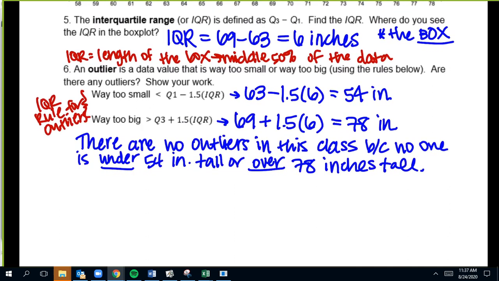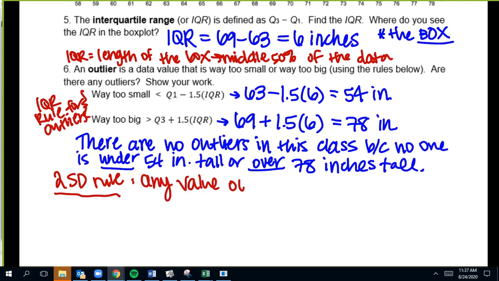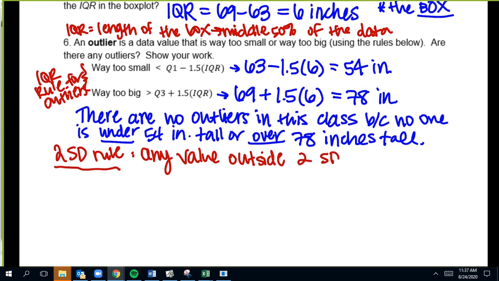I also want to add, there's something else called the two standard deviation rule. It's another type of outlier rule. And so that's going to be any value outside 2 standard deviations from the mean is an outlier by this rule. There are 2 outlier rules. We'll be specific about which one we want you to use, and if we're not so specific, then you may use whichever one you want to.